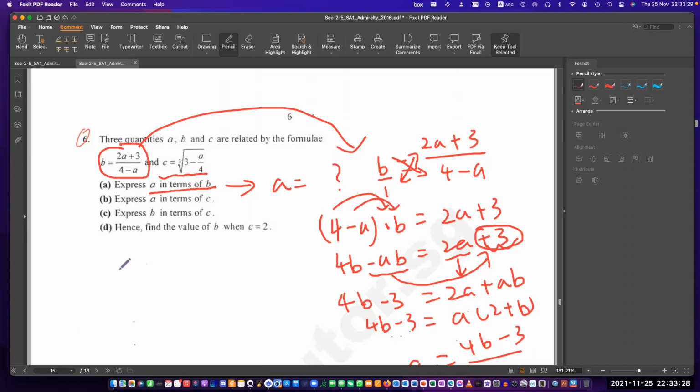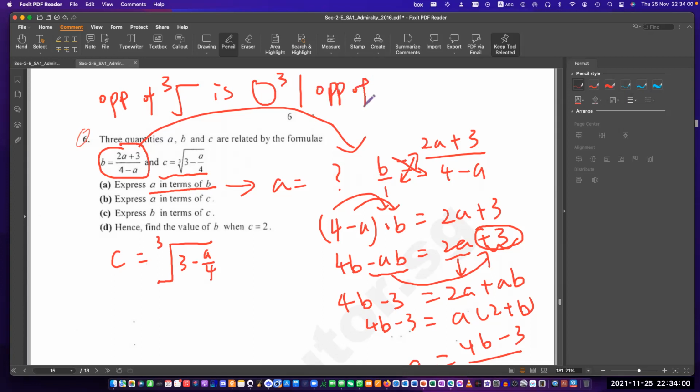Now, we need to do this part. Okay, what is the meaning of this? C is equal to cube root. So if you see cube root, what are you going to do? What is the opposite of cube root? The opposite of cube root is cube. Something to the power of 3. Opposite of square root is square.